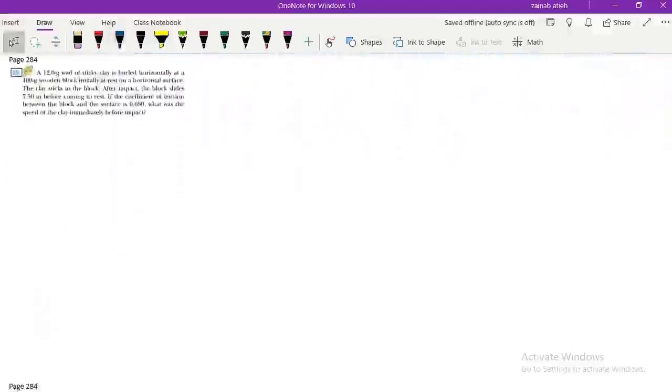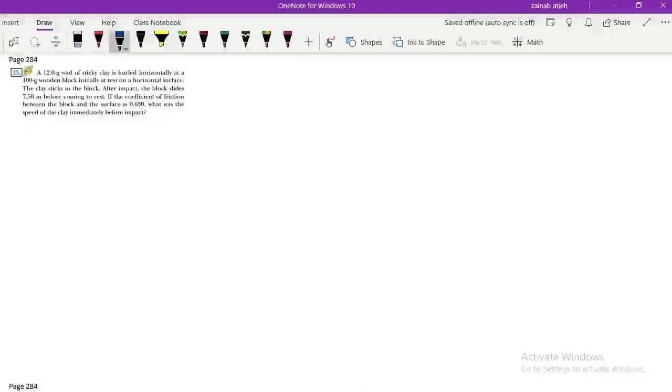A 12-gram wad of sticky clay is hurled horizontally at a 100-gram wooden block initially at rest on a horizontal surface. The clay sticks to the block. After impact, the block slides 7.5 meters before coming to rest. If the coefficient of friction between the block and the surface is 0.65, what was the speed of the clay immediately before impact?